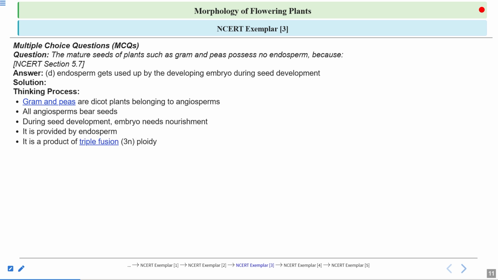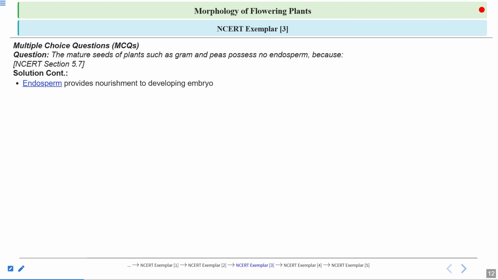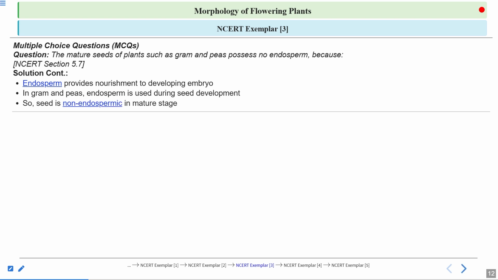All the nutrition that the developing embryo requires comes from the endosperm. And it is the product of triple fusion, 3N ploidy. So endosperm provides nourishment to the developing embryo. And in gram and peas, the endosperm is used during seed development, right? In such seeds, all the nourishment comes from the endosperm only, and here all the endosperm gets used up. There is no nutrition left in the endosperm. So the seed is non-endospermic at the mature stage. When you see the mature stage, the seed does not have any endosperm, right?